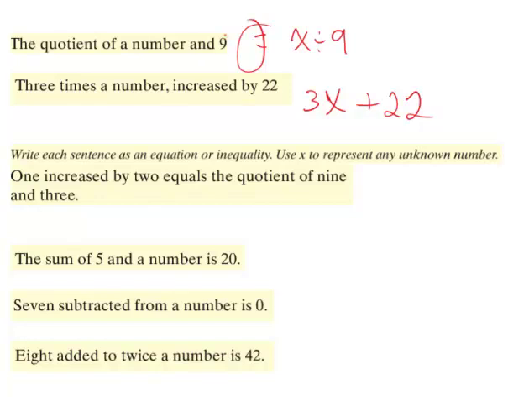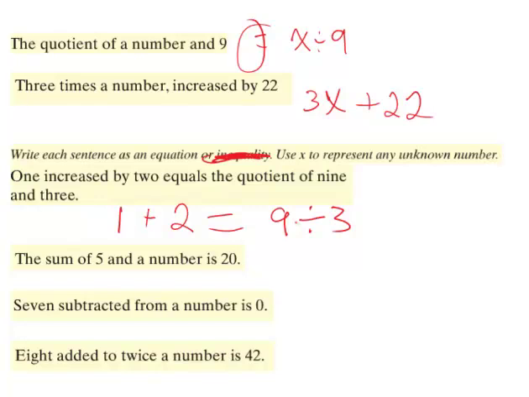Now, the next part here says, write each sentence as an equation or an equality. I believe all these here are going to be equations, so I'm not going to worry about the inequality. And it says 1 increased by 2. So 1 increased by means to add 2 equals the quotient of 9 and 3. So there's an equals in my phrase. So that's what we call an equation.